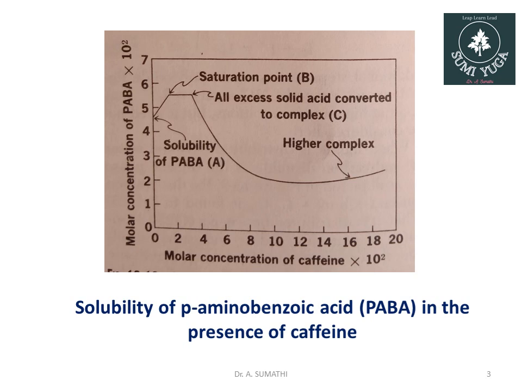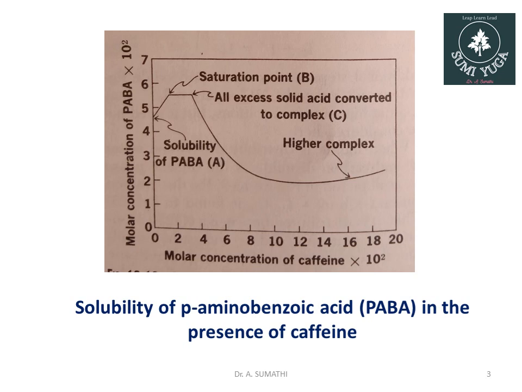A is simply the solubility of para-aminobenzoic acid in water. From point A, you can see an increase in the curve, which means the solubility of PABA increases by adding caffeine. If we increase the concentration of caffeine, the solubility of PABA increases. That's why there is an increase in the curve at point A.